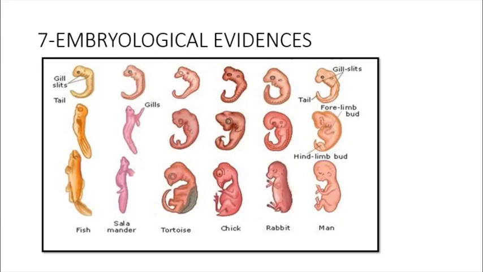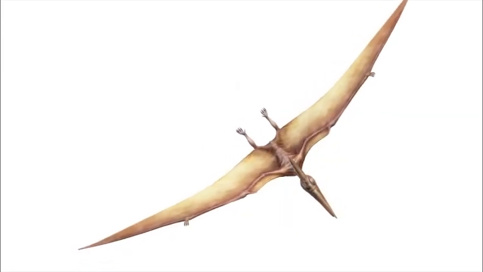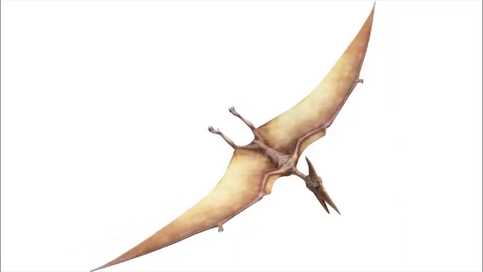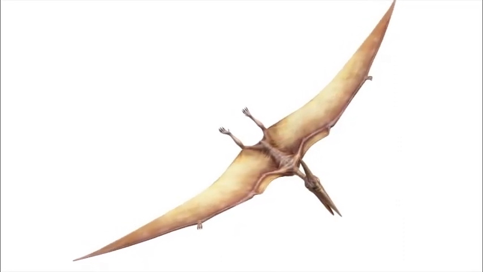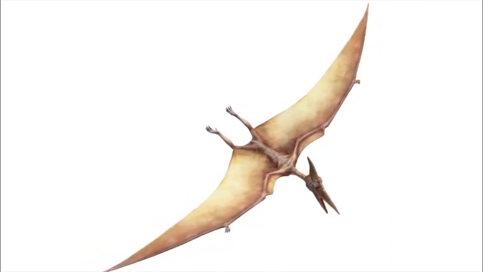With this, we complete evidences in evolution. We studied 6 evidences in evolution: morphological evidences, anatomical evidences, vestigial organs, paleontological evidences, connecting link, and embryological evidences. I hope you all understood.